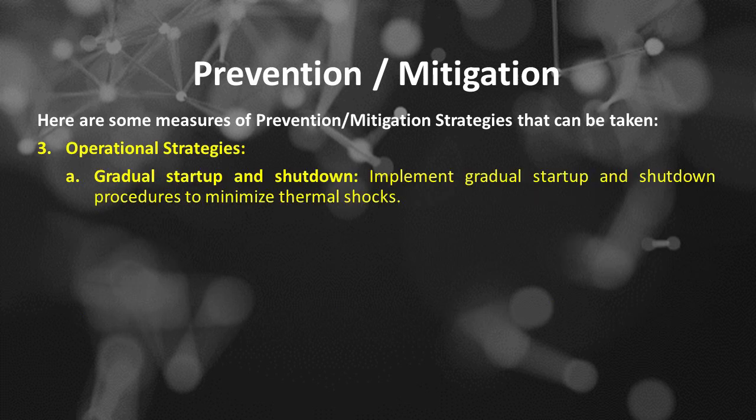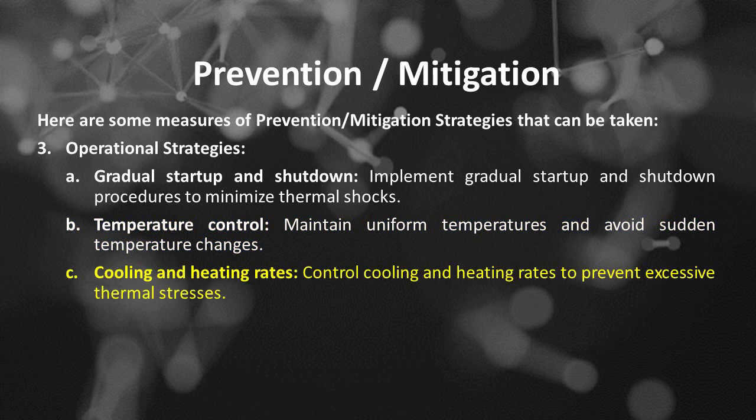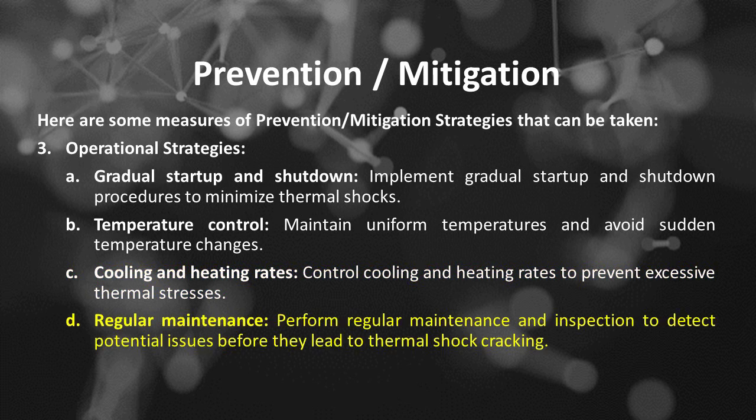Number 3 is operational strategies. Include, the first is gradual startup and shutdown, implement gradual startup and shutdown procedures to minimize thermal shocks. The second is temperature control, maintain uniform temperatures and avoid sudden temperature changes. The third is cooling and heating rates, control cooling and heating rates to prevent excessive thermal stresses. The fourth is regular maintenance, perform regular maintenance and inspection to detect potential issues before they lead to thermal shock cracking.